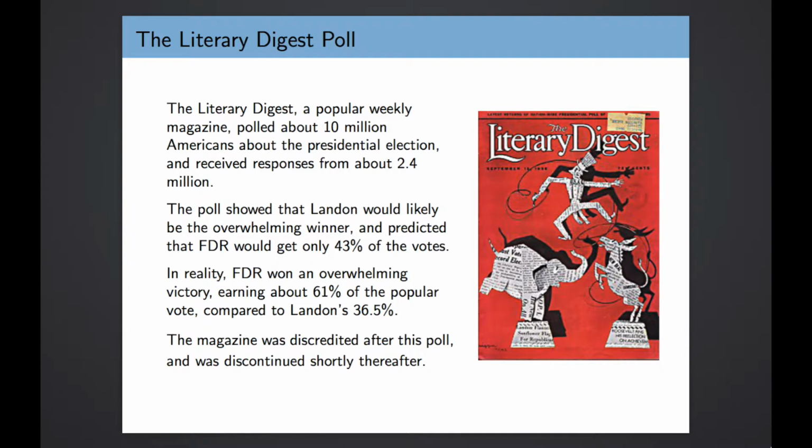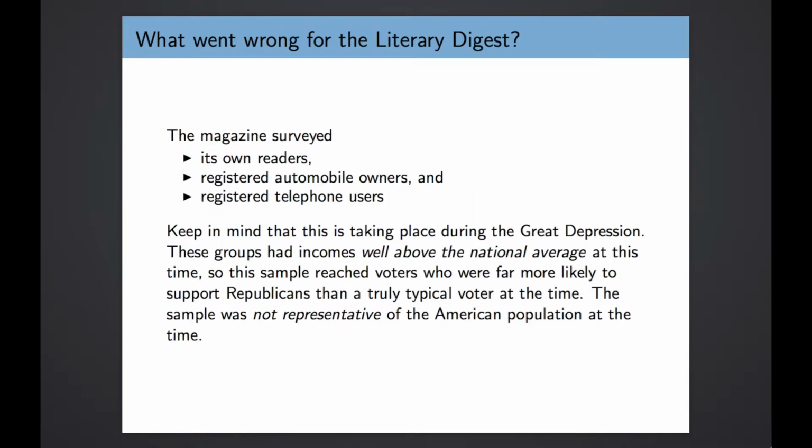Now, in reality, in 1936, FDR won an overwhelming majority of the votes. He got about 61% of the popular vote, and Alf Landon only got around 36%. So the Literary Digest poll, despite being based on this massive sample, was really wrong. And the magazine was so discredited after this poll that it might have contributed to the magazine shutting down shortly thereafter. So what happened? How did the Literary Digest poll get it so wrong?